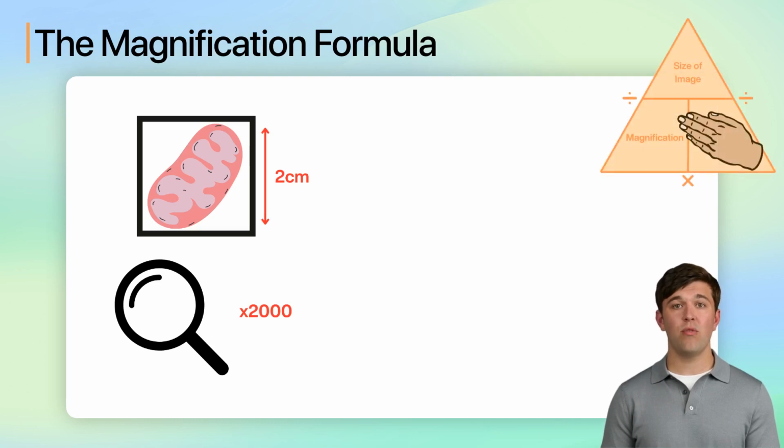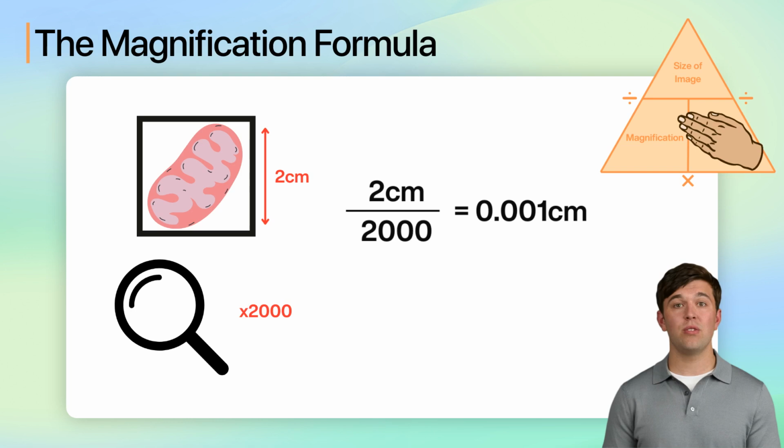magnification formula, after we have rearranged it, to find the actual size of the mitochondrion. Since the actual size of the mitochondrion is equal to the size of the image divided by the magnification, we know that the actual size is equal to 2 centimetres over 2000. This equals 0.001 centimetres. Next, we need to convert this to micrometres.